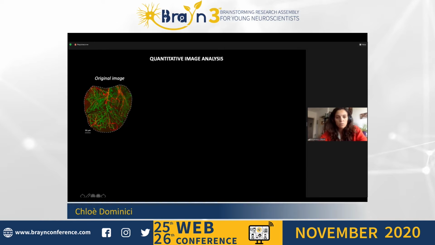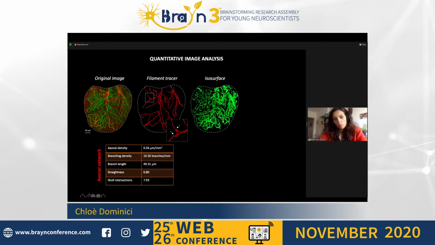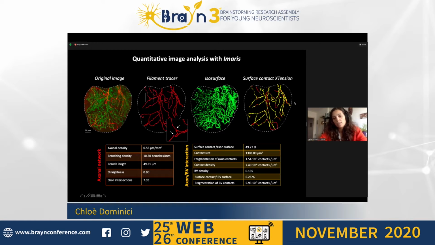With Imaris, we use a tool called filament tracer that allows us to semi-automatically reconstruct the whole neuronal network, and it gives us some morphological description of the axonal network, such as the axonal density, the branching density, the branch length, the straightness, and the interaction of axons with each other. And we also reconstruct the whole blood vessels in order to use another tool which is called surface contact extension, that also uses MATLAB.